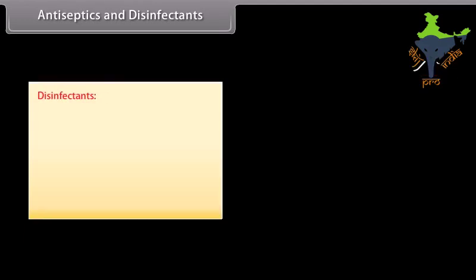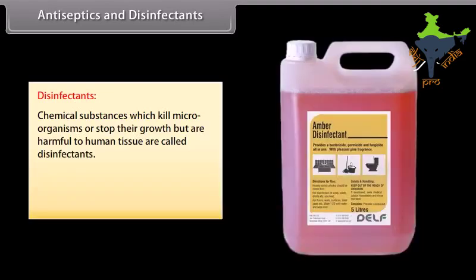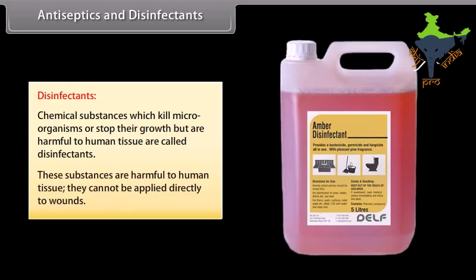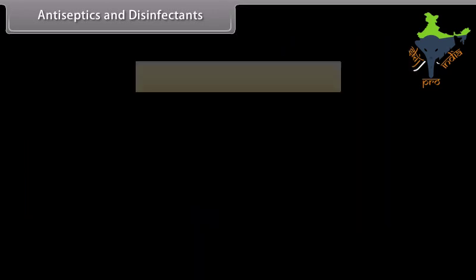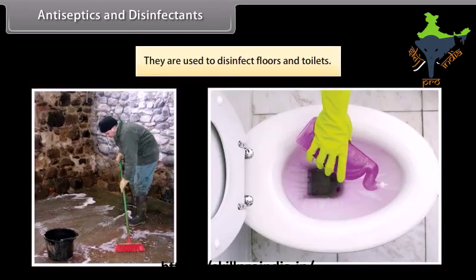Disinfectants. Chemical substances which kill microorganisms or stop their growth but are harmful to human tissues are called disinfectants. These substances are harmful to human tissue. They cannot be applied directly to wounds. They are used to disinfect floors and toilets, for example, phenol, sulfur dioxide, and chlorine.